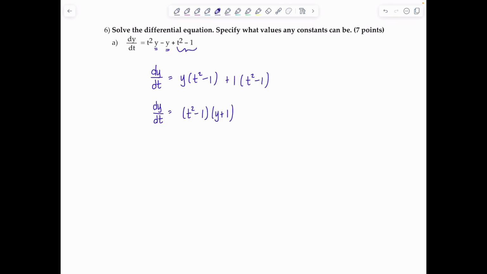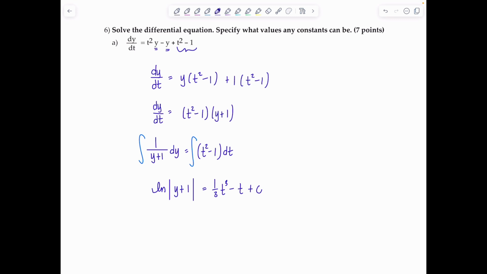With a separable differential equation, you break up the differentials here, dy/dt. I'm going to move dt to the other side and move y plus 1 over here. So I have 1 over y plus 1 dy equals t squared minus 1 dt. And now we can go ahead and integrate both sides. On the left-hand side, we're going to have natural log absolute value of y plus 1. And on the right-hand side, look what a relaxing little integral that is: 1/3 t cubed minus t plus c.